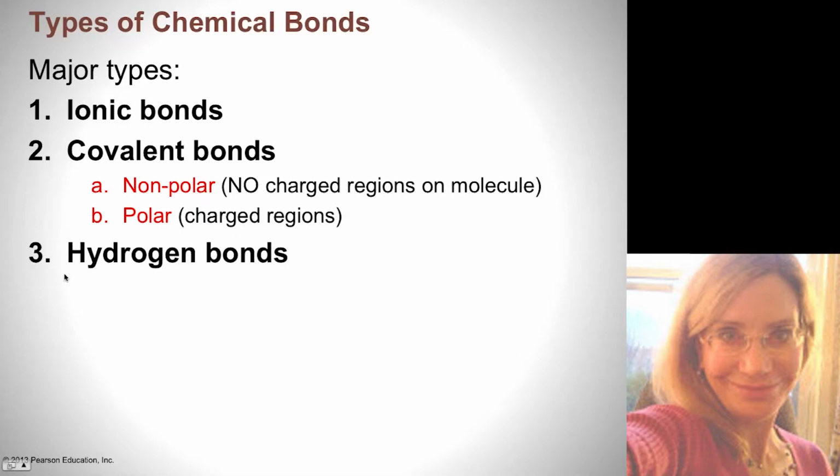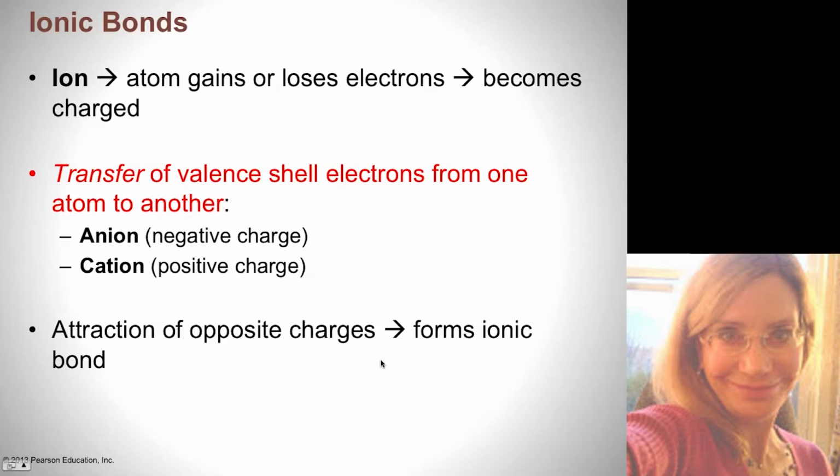And then actually the 4th type of chemical bond now will be a hydrogen bond. So we actually have 1, 2, 3, 4 types of chemical bonds. Typically, the covalent bonds are put in one category, though, and you're going to see the difference between nonpolar and polar covalent bonds in just a minute. Let's start with ionic bonds.